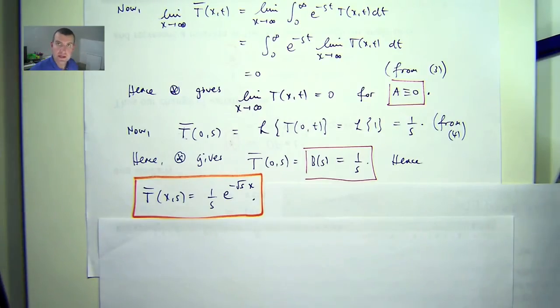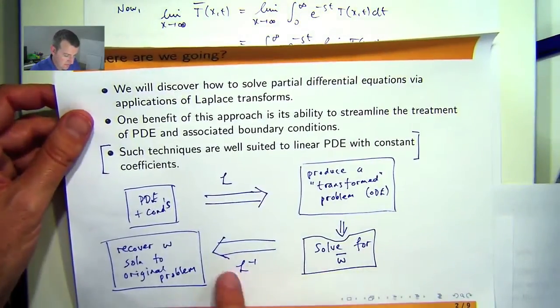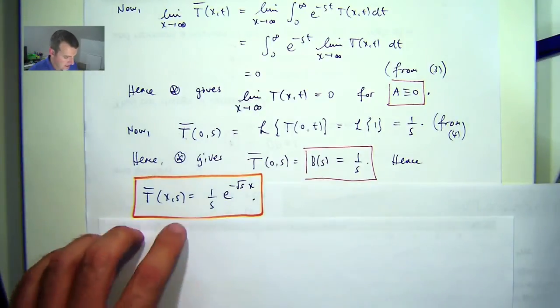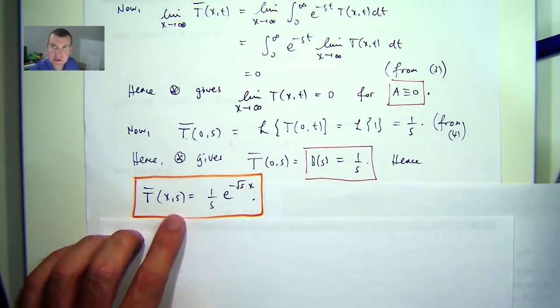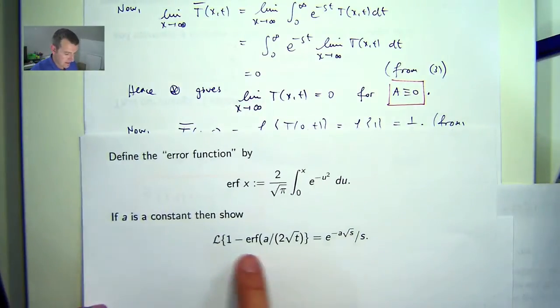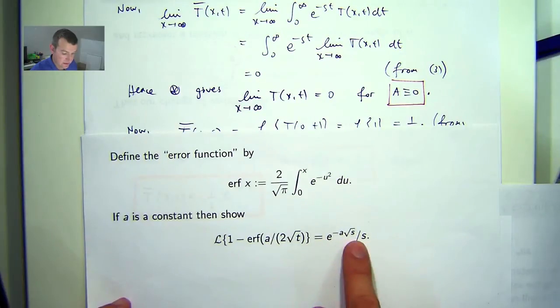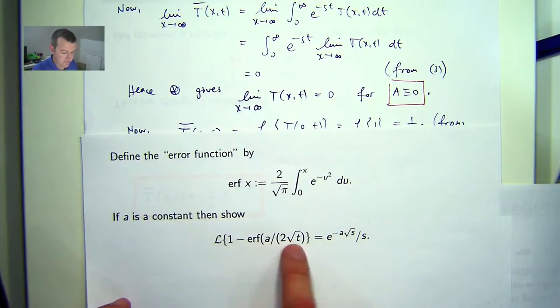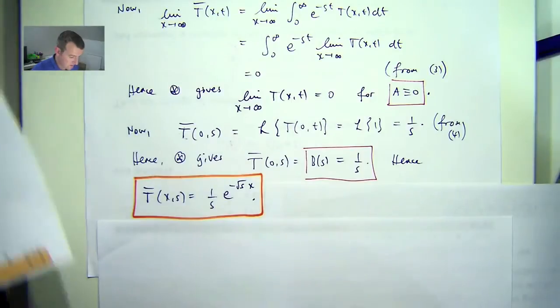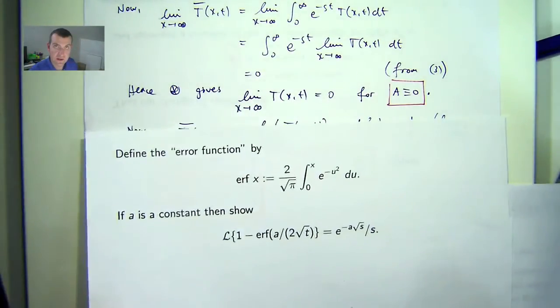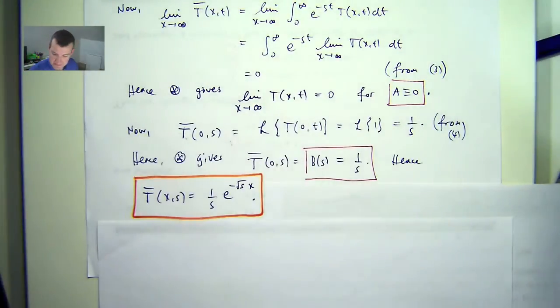Okay, so we're now at the stage where we're trying to invert from here back to here to recover the original solution. We've solved the original problem. Now to invert back, I'm going to use the following identity. The Laplace transform of 1 minus the error function of this is equal to this. This means that if I want to invert this, I'll just get what's in the curly brackets here, 1 minus the error function of this. So that's what I'm going to do with this problem. You can see that this and this are essentially the same. You would just replace A with X.